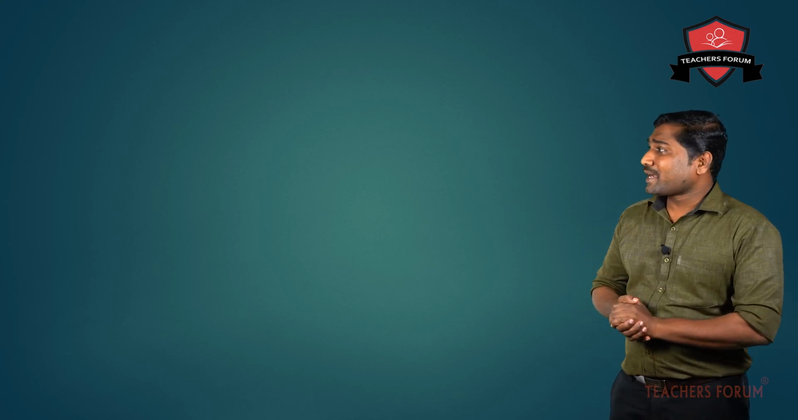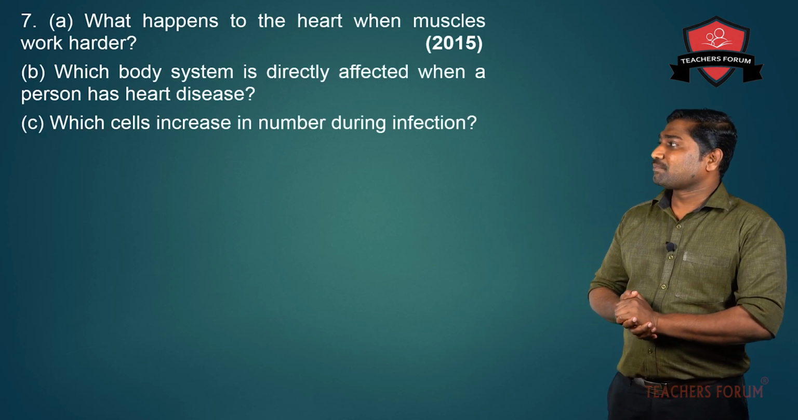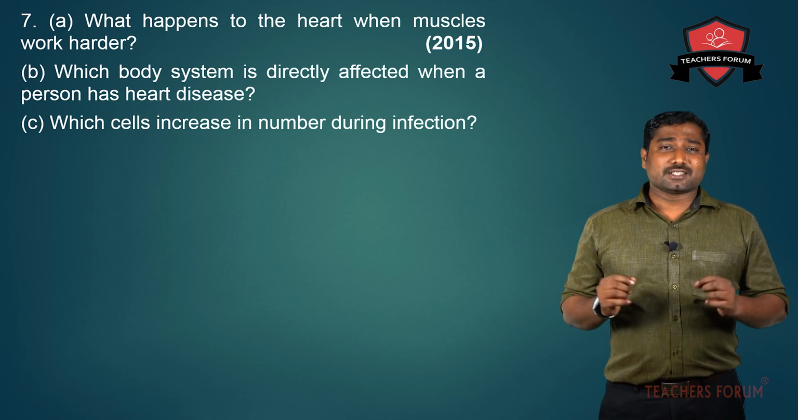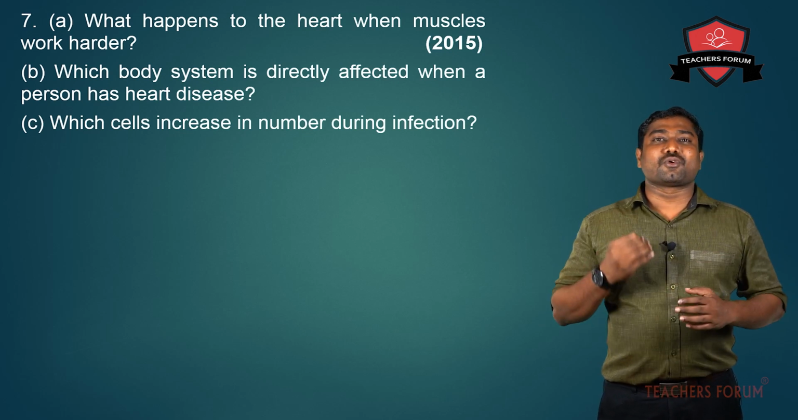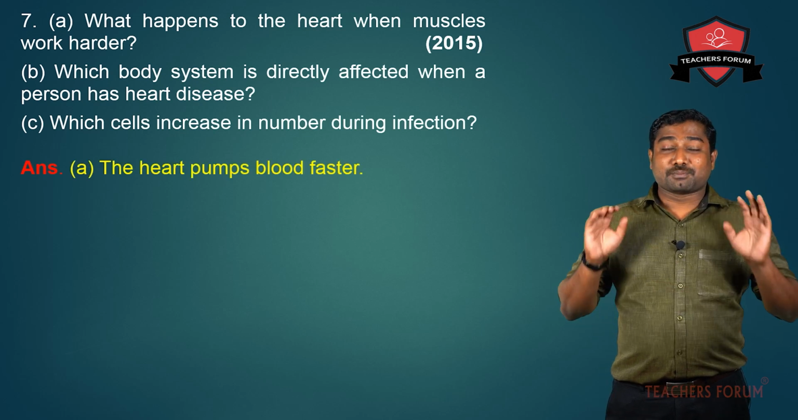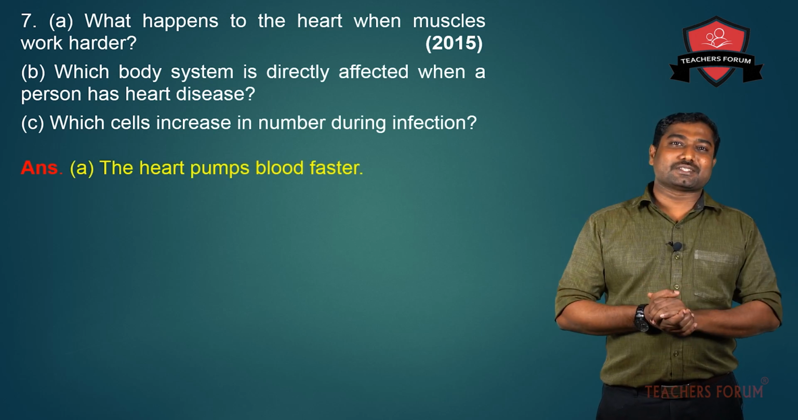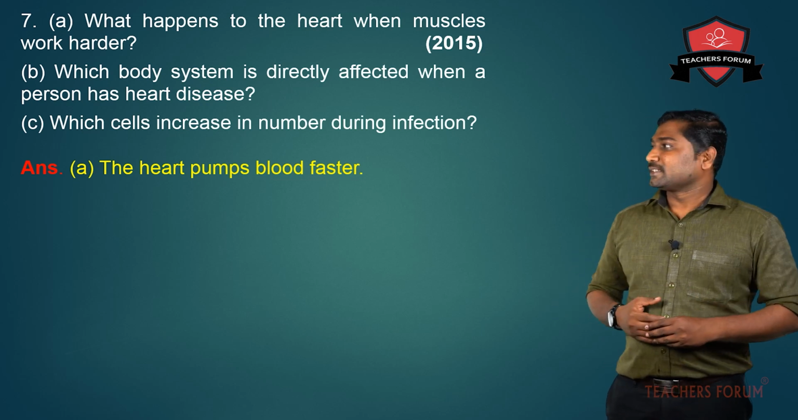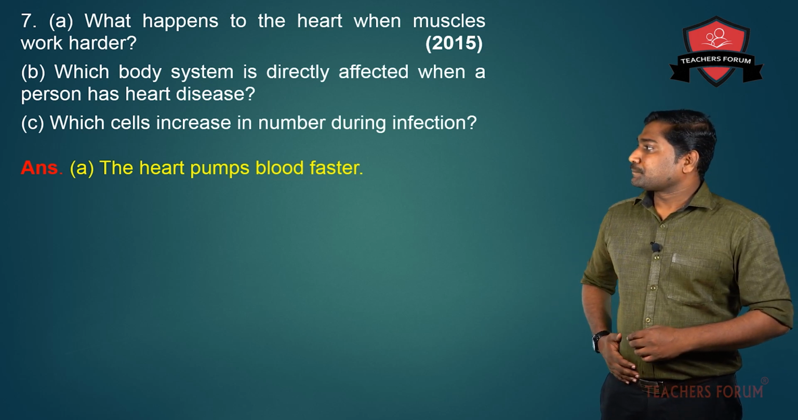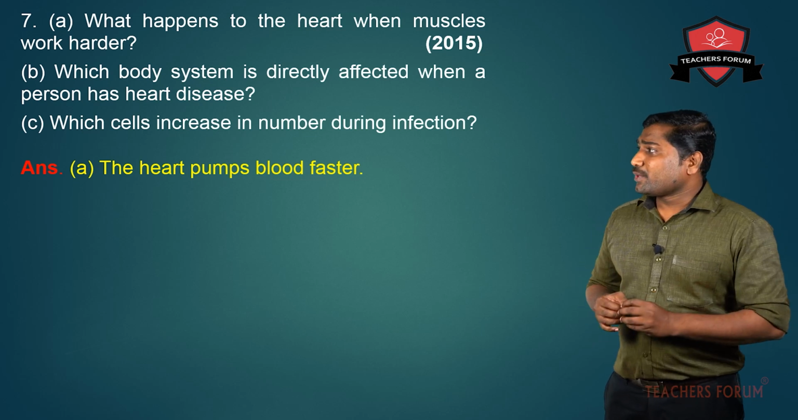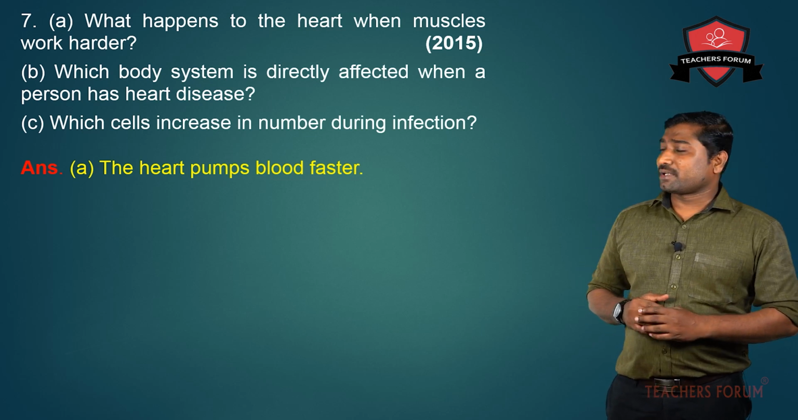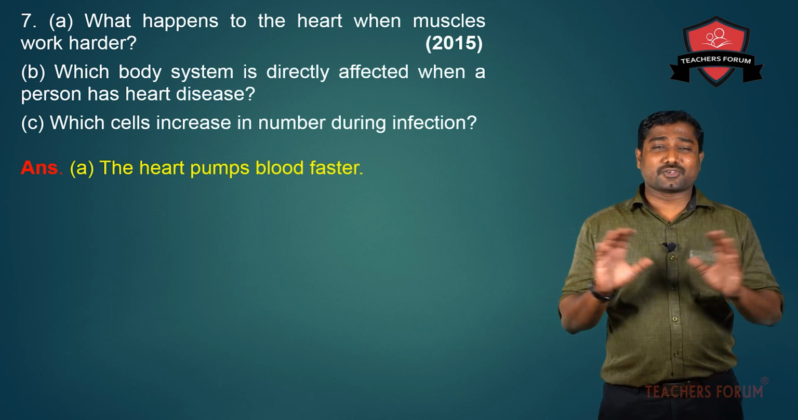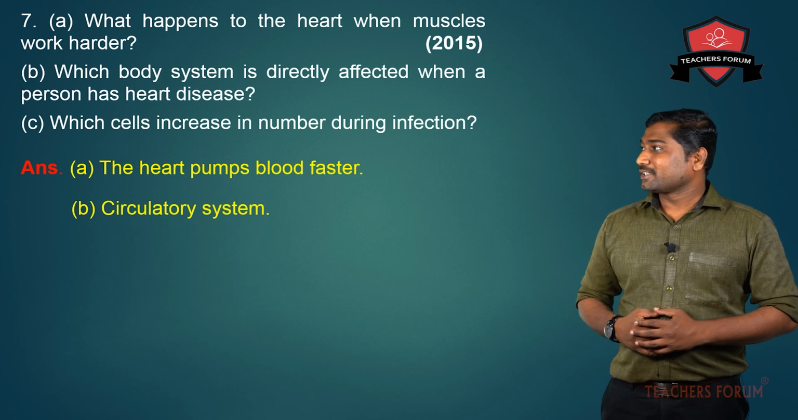Moving to the next question. First sub question, what happens to the heart when the muscle works harder? When the muscles are working harder, our muscles require more energy. So the blood will be pumped more into our muscles. That means the heart will be functioning harder and harder. Question B, which body system is directly affected when a person has heart disease? No doubt, our circulatory system.